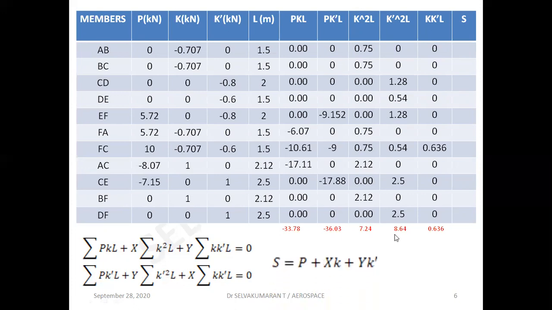After solving it, in this equation, for the individual members, you can find the member force S, which is nothing but the actual member force for the given statically indeterminate structure. For example, S for AB is equal to P for AB plus X times K for AB plus Y times K dash for AB. Find it and enter it in this column. Like this, for each and every individual member, we have to solve for S and enter the values against the column S, which is the actual member force for the given statically indeterminate structure.